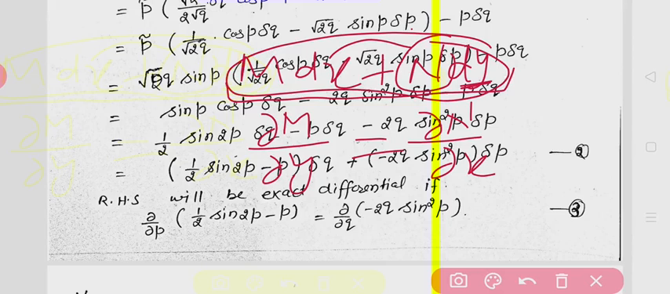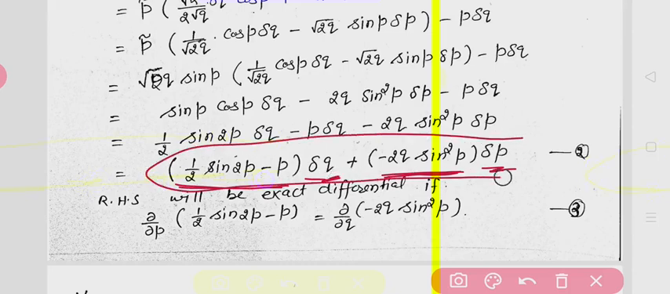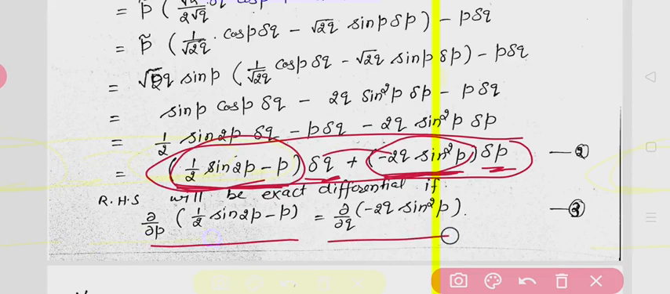Similarly here, what is here? This is some M into delta q plus N into delta p. So you say that the partial derivative of M with respect to p and the partial derivative of N with respect to q, if that will be equal, then that will be the exact differential of some function. So the partial derivative of this with respect to p should be equal to the partial derivative of this with respect to q. That should be equal.